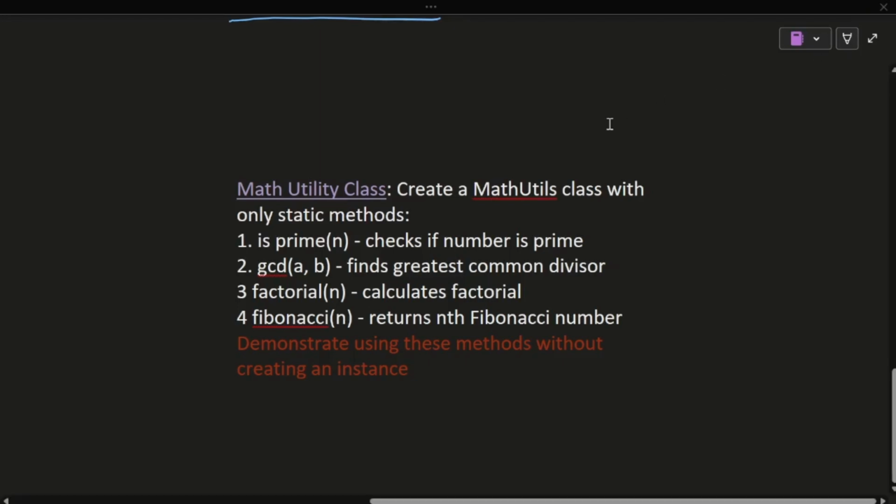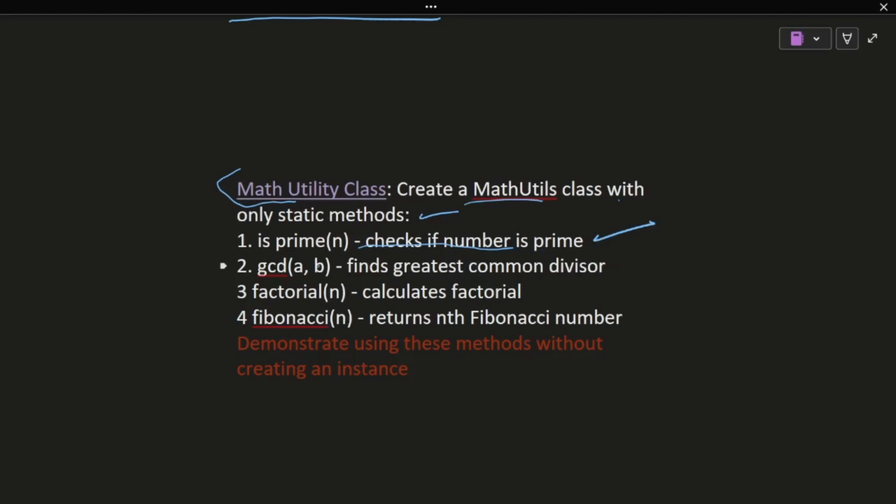In the next session, we are going to discuss a simple exercise that we are going to create. We are going to create a math utilities class with only static methods that we are going to define. The first static method will be checking if a number is prime. This method will contain some implementation inside the static method to determine that. The second static method will be determining the greatest common divisor between two numbers.